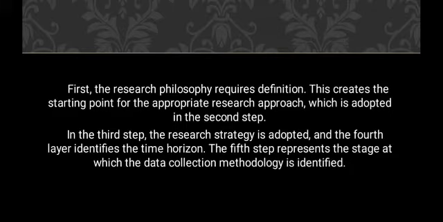First, the research philosophy requires definition. This creates the starting point for the appropriate research approach, which is adopted in the second step. In the third step, the research strategy is adopted, and the fourth layer identifies the time horizon. The fifth step represents the stage at which the data collection methodology is identified. So, the benefits of the research onion are that it creates a series of stages under which the different methods of data collection can be understood, and illustrates the steps by which a methodology study can be described.